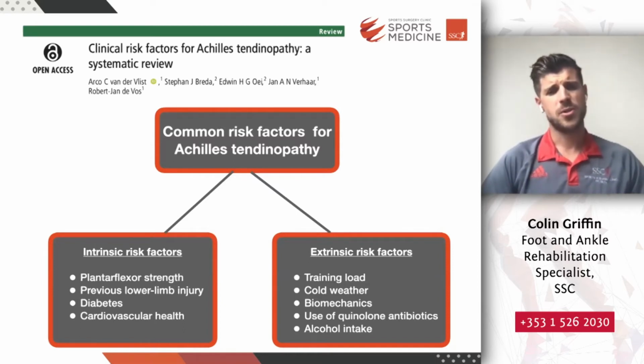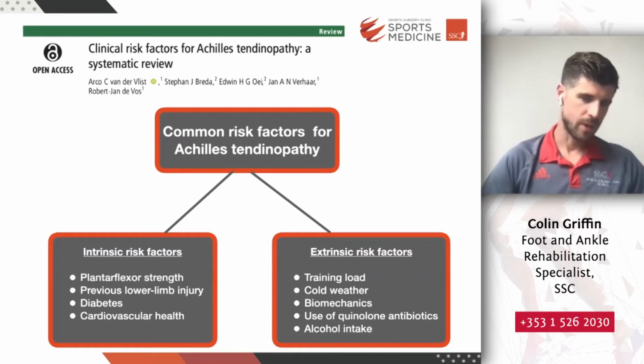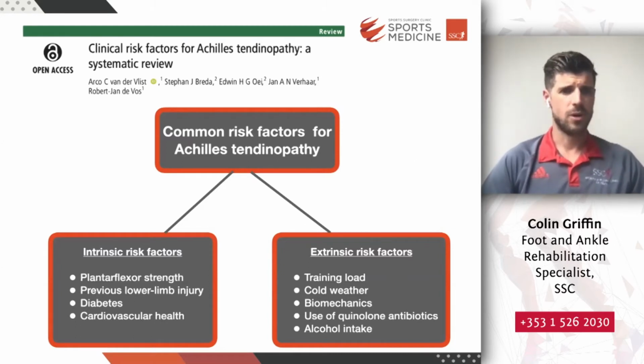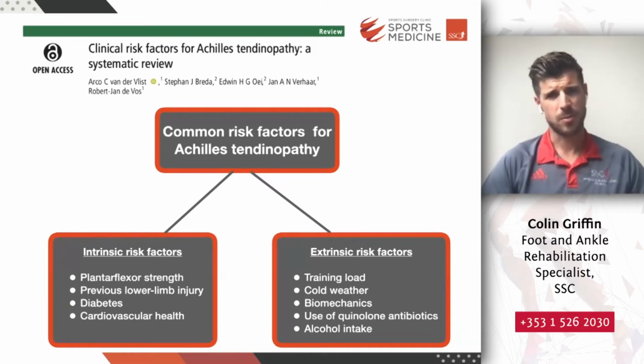If you've had a previous lower limb injury, now that could be a calf strain, it could be an ankle sprain, it could be a stress fracture of the lower leg, that can alter the recruitment pattern of your muscles, and that can, I suppose, change how the tendon is loaded over time. So if we have a previous lower limb injury and we haven't fully rehabbed it, but we've got back running and we've kind of cut corners, that can put us at risk of developing Achilles tendinopathy.